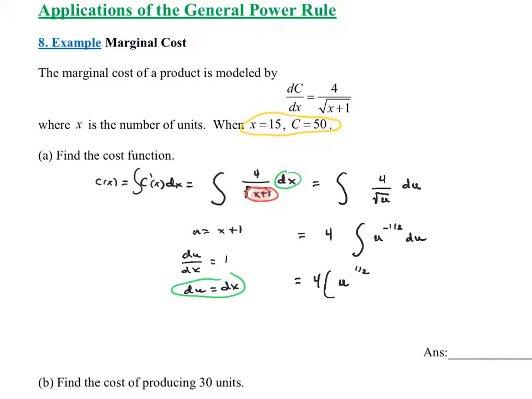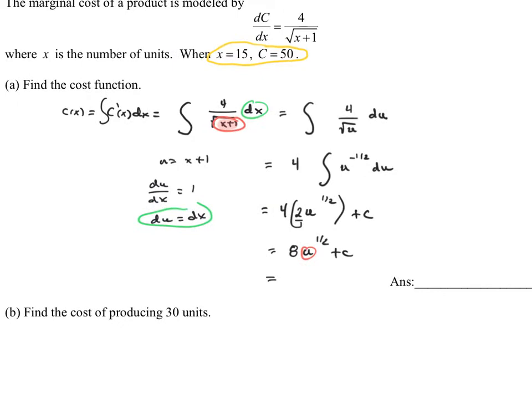Okay, but then I also need to divide by 1/2. If I divide by 1/2, that's the same thing as multiplying by 2 over 1. So multiply by the reciprocal when the power is a fraction. 4 times 2 is 8. Oh, don't forget that plus C, sorry. 4 times 2 is 8, so this is going to be 8u to the 1/2 plus C. But we need to get it in terms of x.